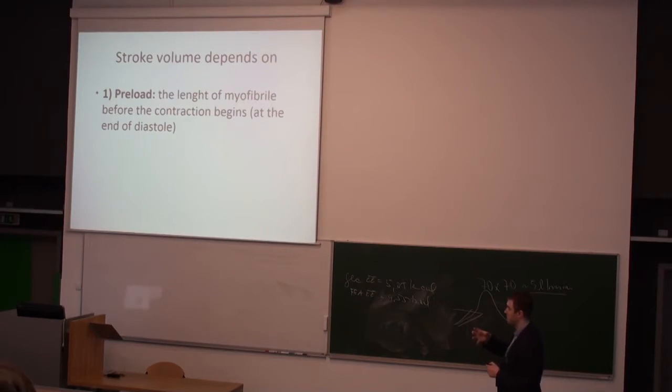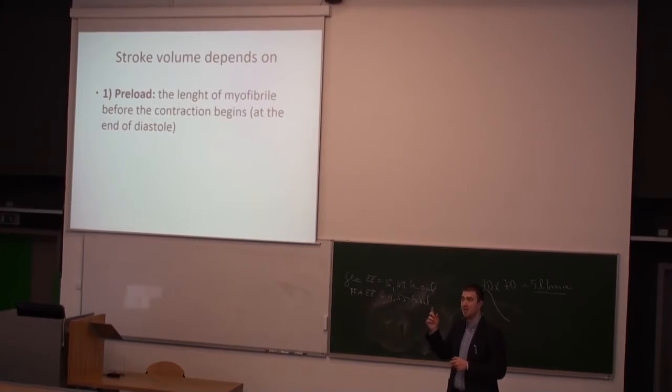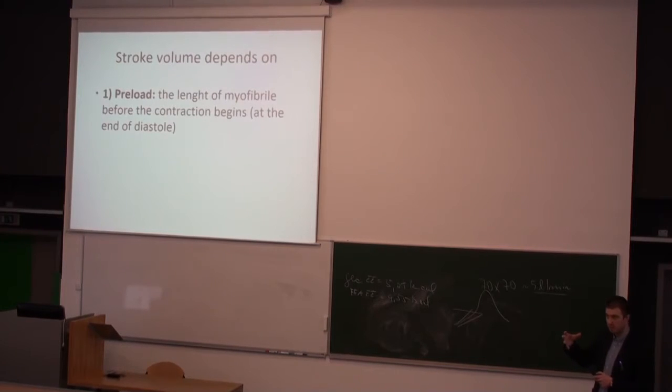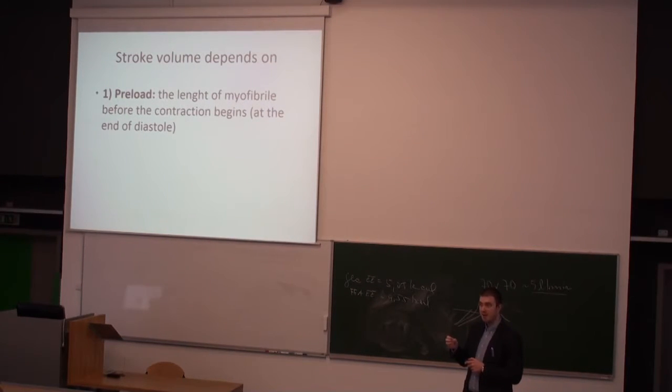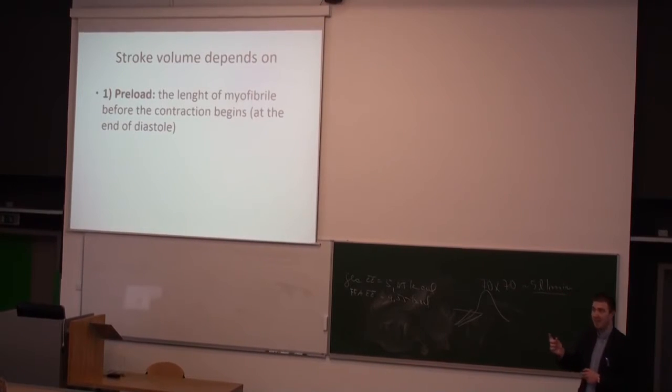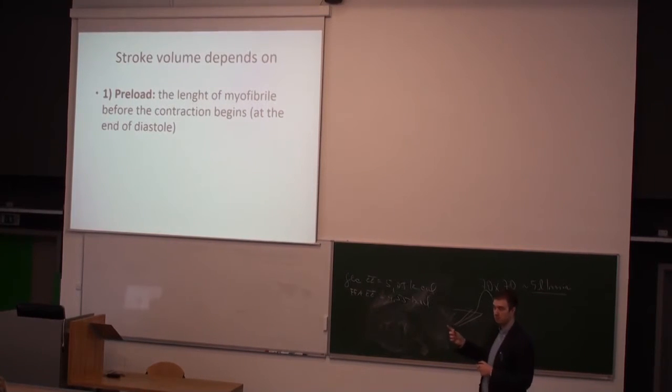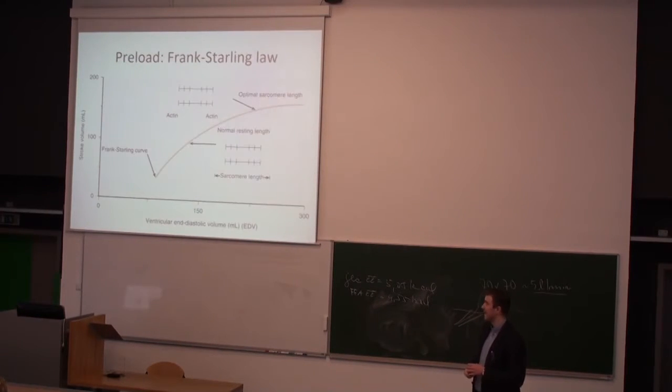And therefore the same parameter as the length of the myofibril is the end diastolic volume. If you make the end diastolic volume bigger, that means the length of the myofibril will be bigger. If you make the end diastolic volume smaller, then the length of the myofibril will be smaller. And for your heart, you also have some optimal end diastolic volume, and some optimal length of the myofibril.